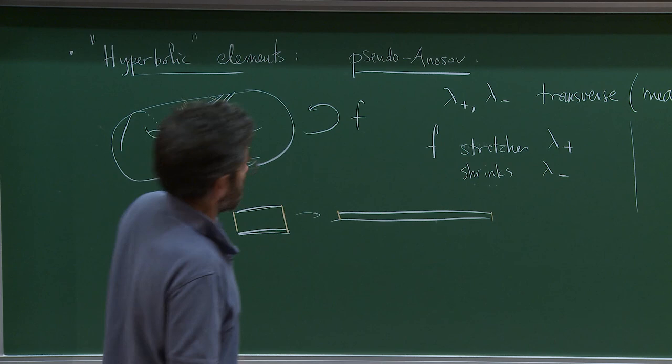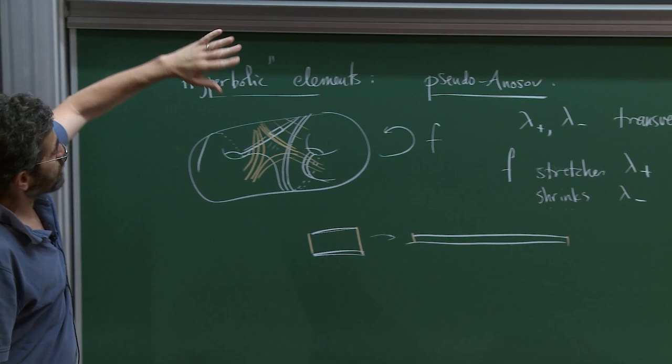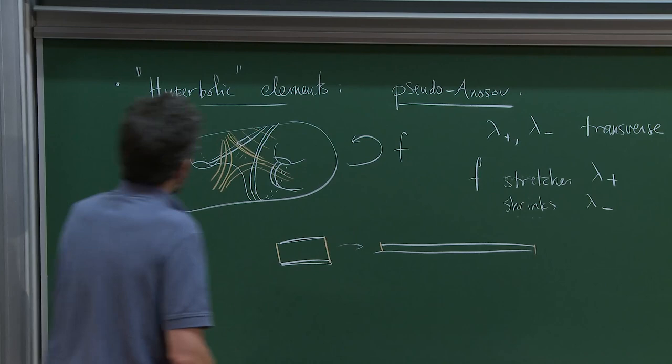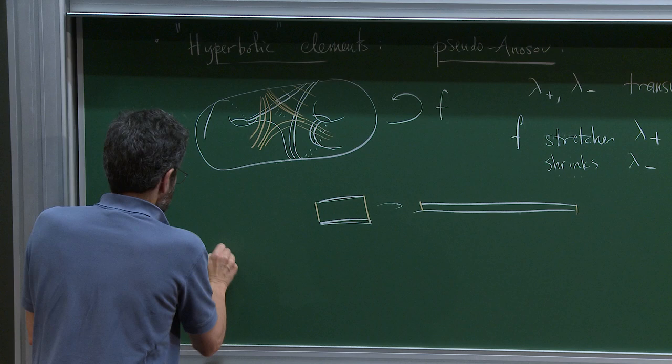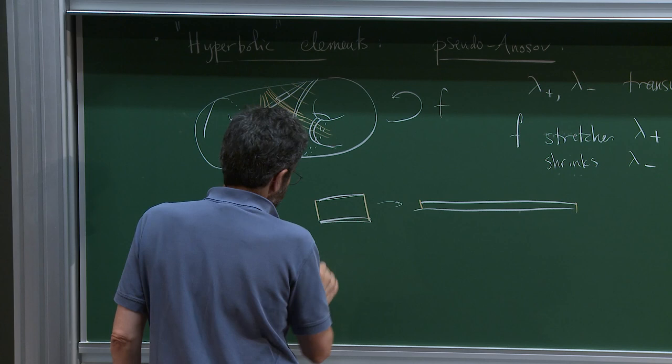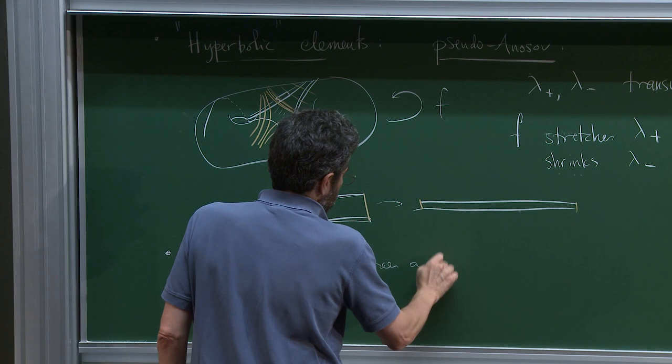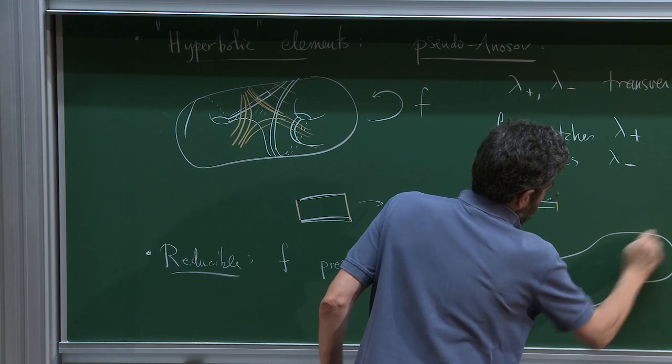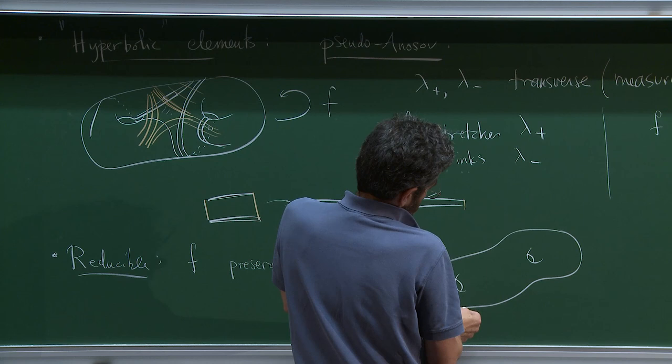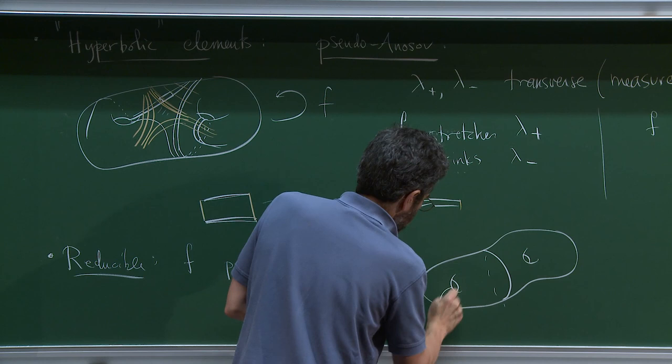Oh, one more thing. So here's a little bit more on the list that I should say very quickly. There's also reducible elements. Let's just quickly say this. An element F is reducible if F preserves a multicurve. So a multicurve is... for example, what's an example here? I could take this curve maybe, and this curve, this union of two curves, I could preserve. For example, I could just fix them.